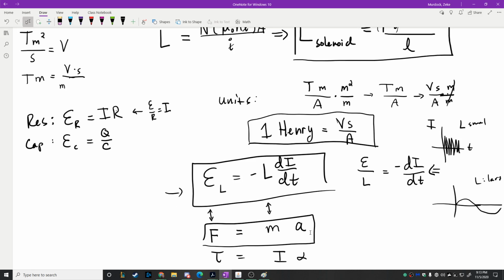So it's like the inductor resists your attempt to get the current going, but once it's going, it doesn't want you to let the current stop. So when you try to turn the current off, it'll keep going for a little bit, basically.